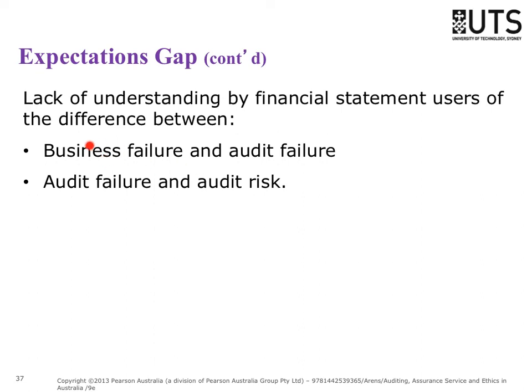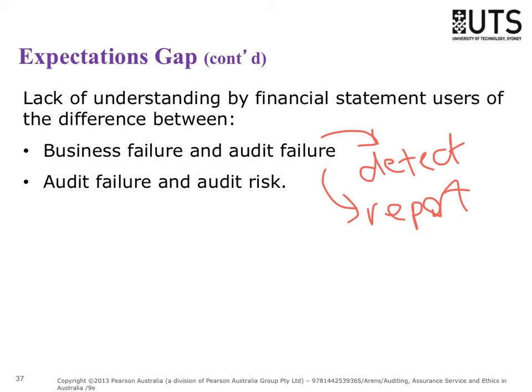So when the business fails, sometimes that's just management doing a crappy job. The audit is a failure when I fail to either detect the error or I fail to report. All right? Failing to detect might be my fault, in which case I'm negligent. Failing might be because management created a whole lot of fictitious documents that were such good forgeries I couldn't even pick the difference. So there is some difference between business failure and audit failure.